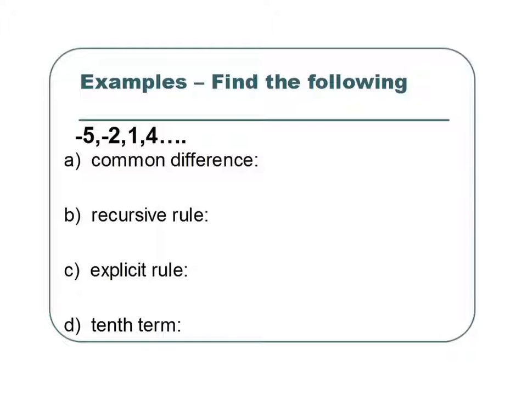Now, they may not ask for all of it. They may ask for, like, the common difference and the explicit rule. Or maybe they don't even ask for this, but you need this to be able to write your rules. So you're always going to start off and find your common difference. Now, in this case, it has a common difference because you can look and see what's going on. It looks like we are subtracting 3 each time. So the common difference would end up being negative 3 since we're subtracting.